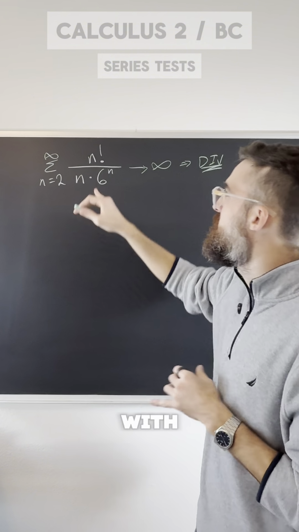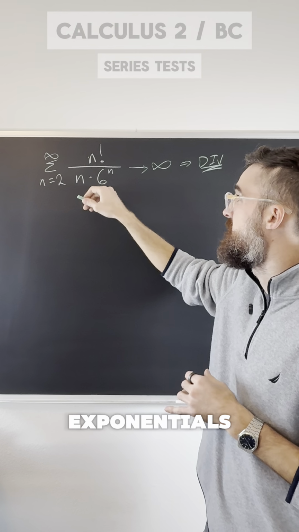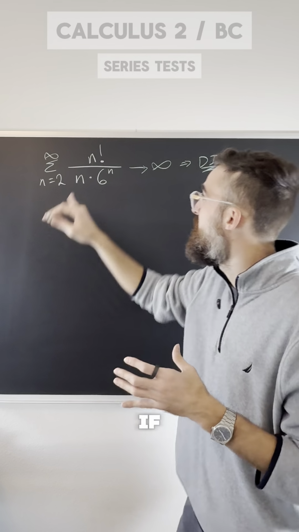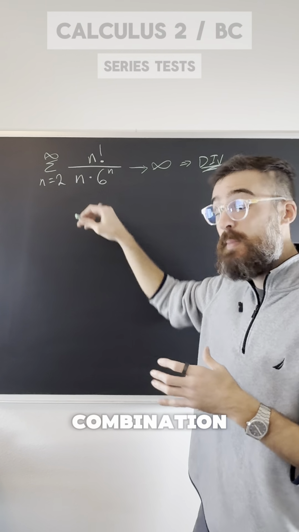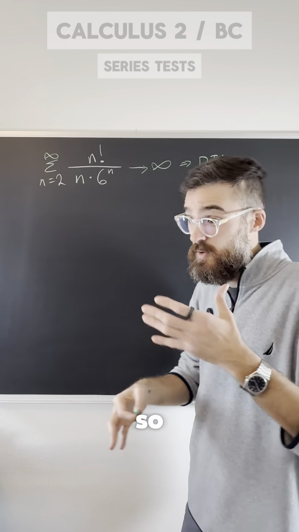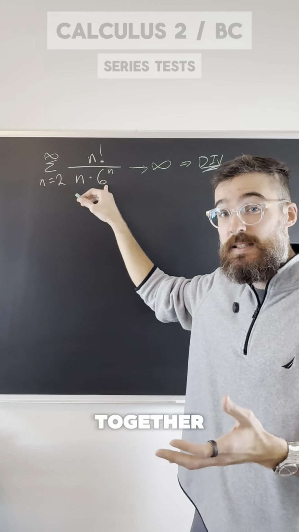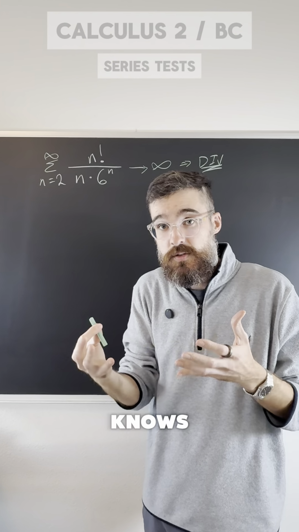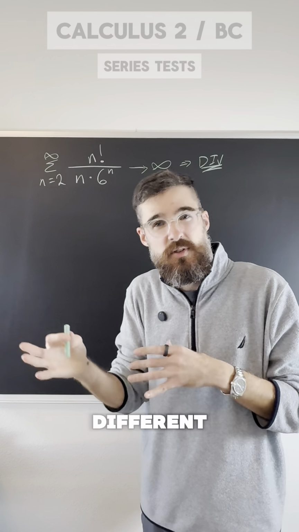Now let's say we know our growth rates and we're comfortable with the fact that factorials grow faster than exponentials and they grow faster than polynomials. But we don't know if a factorial grows faster with the combination of these two things, right? So if we have these now combined together, their growth power might be affected, who knows? So instead, why don't we try a different test?